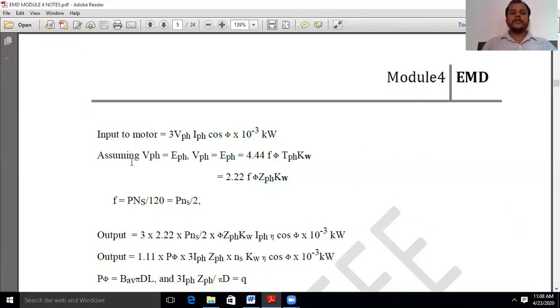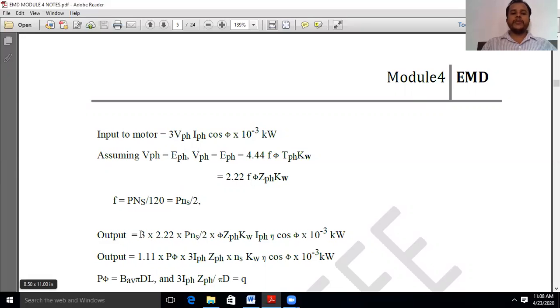Assuming V phase equal to E phase, which is equal to 4.44 f phi T phase Kw. So now it is 2.22 f phi Z phase Kw. The frequency is given by the equation P Ns divided by 120, or it is P ns divided by 2.